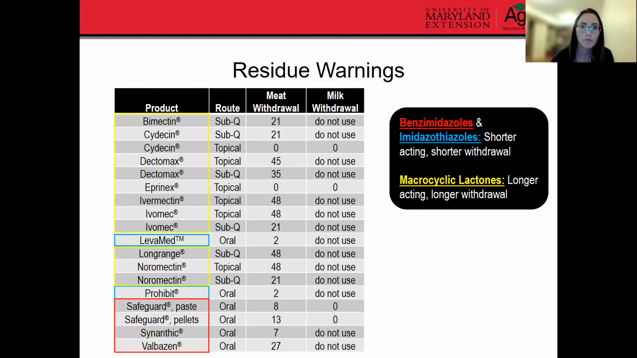These are just some residue warnings. Obviously, I'm not going to go through every single one of them, but some generalizations that I want to mention is that the benzimidazoles and imidazothiazoles, which are marked in red and blue, generally are going to have a shorter meat withdrawal period than the macrocyclic lactones. If you remember earlier, I mentioned that the macrocyclic lactones are longer acting. So you can kind of see that trend for a longer meat withdrawal for some of those dewormers.